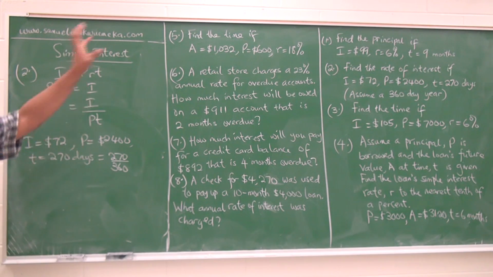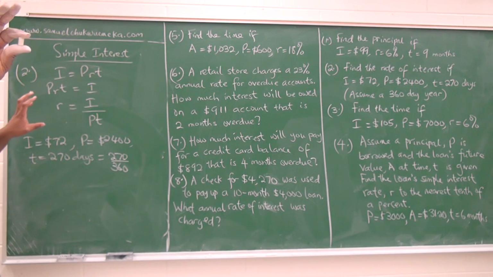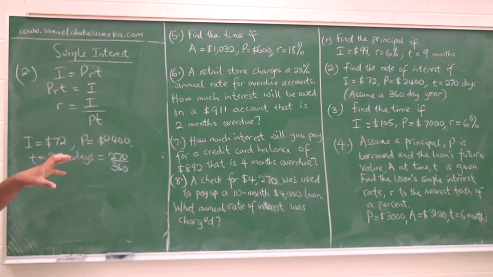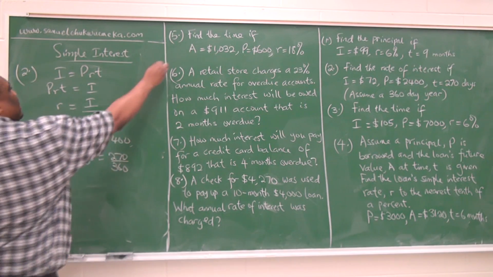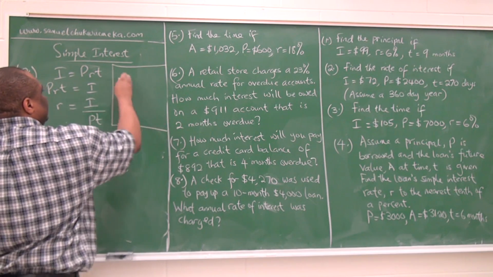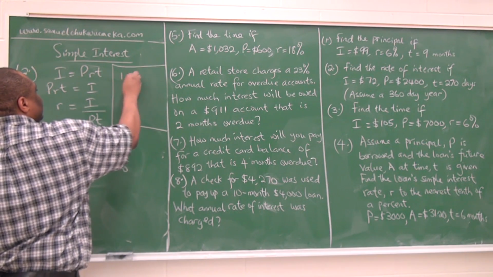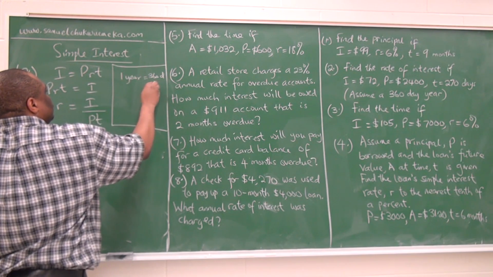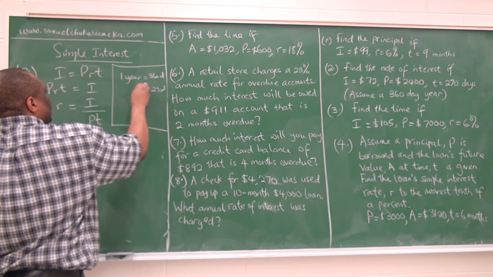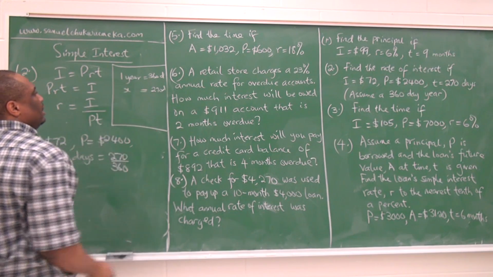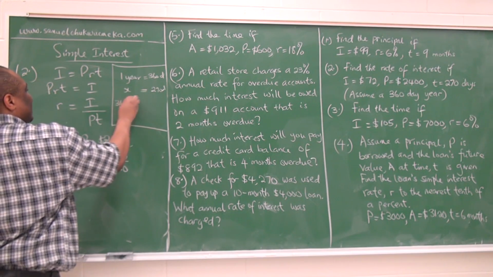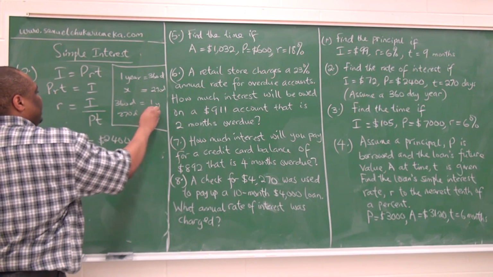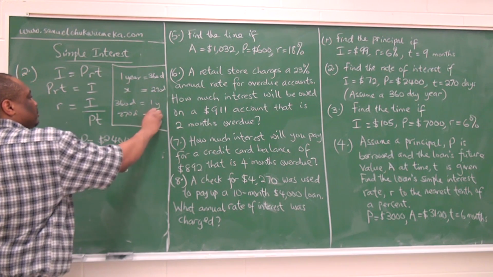Okay? Because 1 year is 360 days. Therefore, 270 days will be how many years? You understand what I mean? Proportional reasoning. So 1 year is 360 days, so 270 days will be how many? X. Or you can say 360 days is 1 year, so 270 days will be how many? Y or X, whichever one.